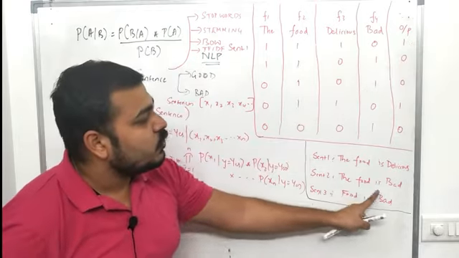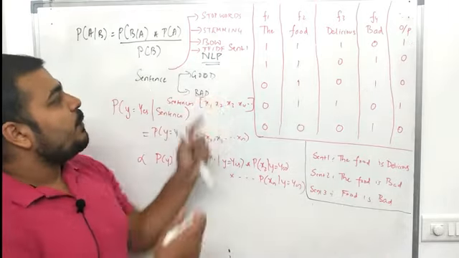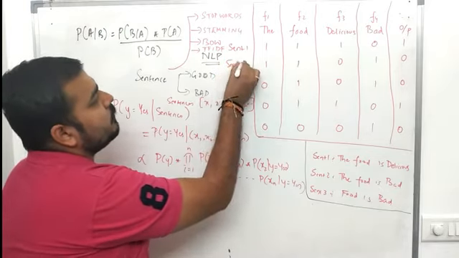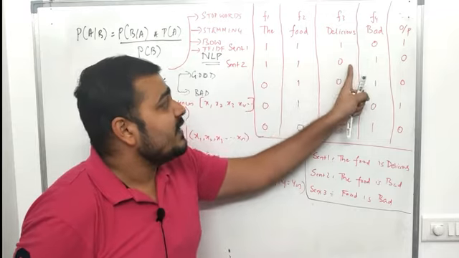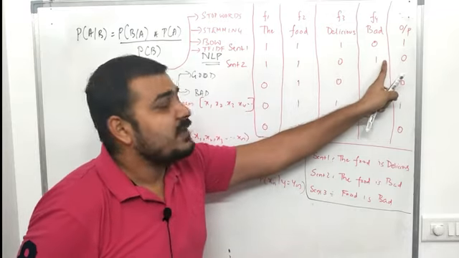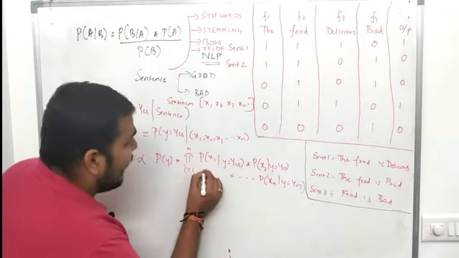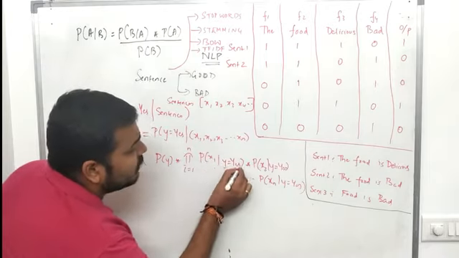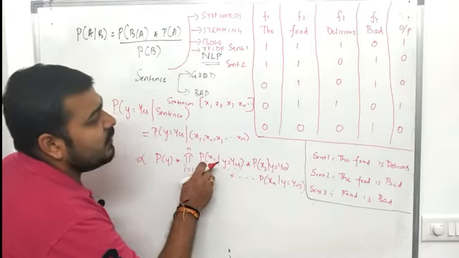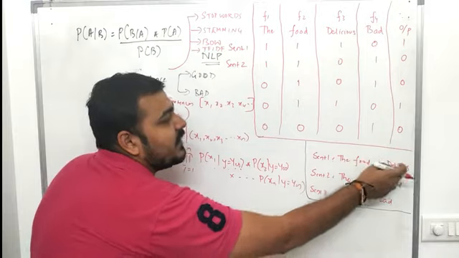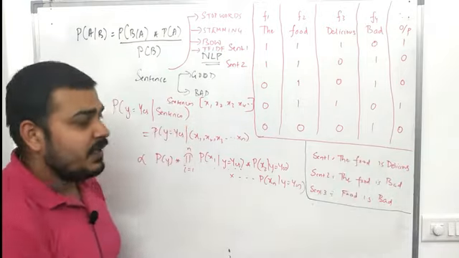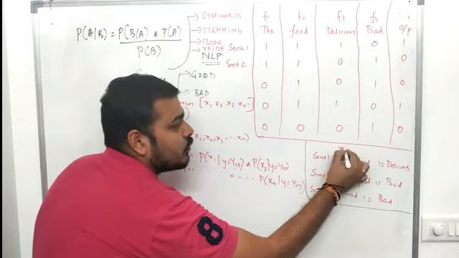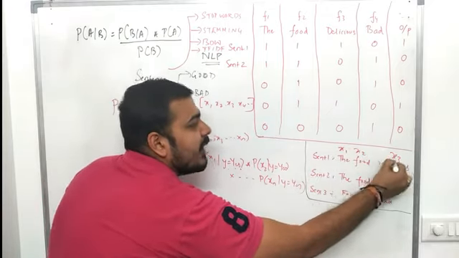Similarly, sentence 2 is "the food is bad". The food is also having 1. Now you can see delicious is having 0 and bad is actually having 1. Now x1 is nothing but the words that are present in the sentences. After the pre-processing, whatever words remain in the sentences will be my x1, this will be my x2, this will be my x3, suppose.